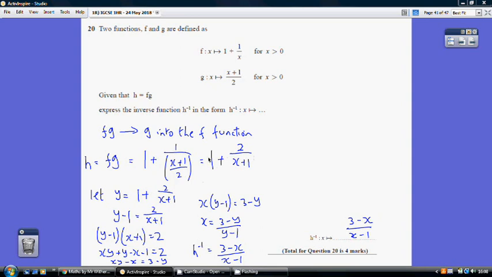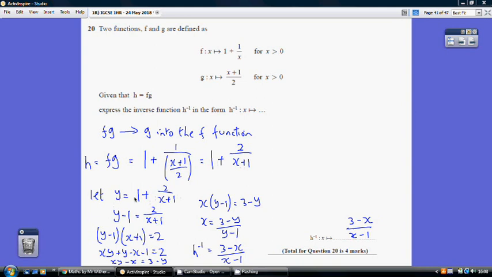Now I haven't been asked to work out what h is, I'm being asked to work out what the inverse of h is. So how do we work out the inverse of a function? Well, we have to change the subject. So let's let y equal 1 plus 2 over x plus 1, and then just change the subject. Let's make x the subject.